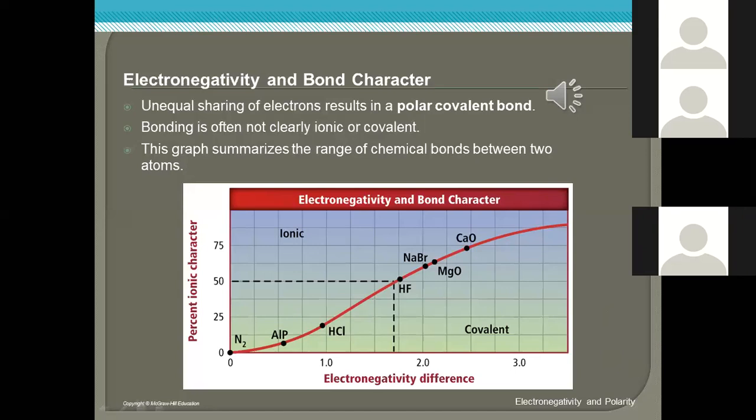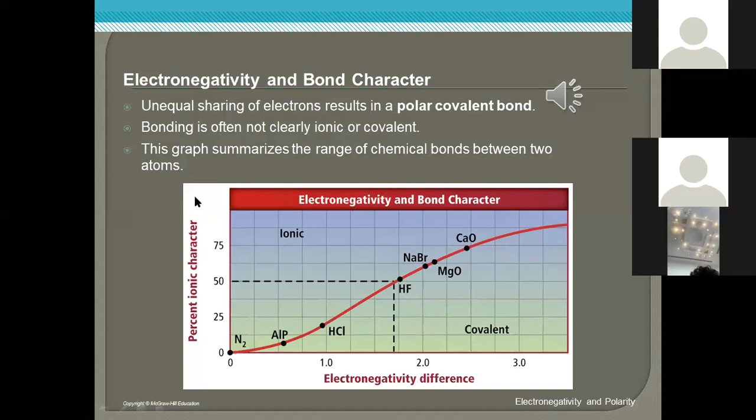Okay. Unequal sharing of electrons results in the polar covalent compound. So polar covalent bond is produced from what? From unequal sharing of electrons, that forms polar covalent compound. Bonding is often not clearly ionic or covalent. This graph summarizes the range of chemical bonds between atoms. Hamoud, can you put off your camera, please?